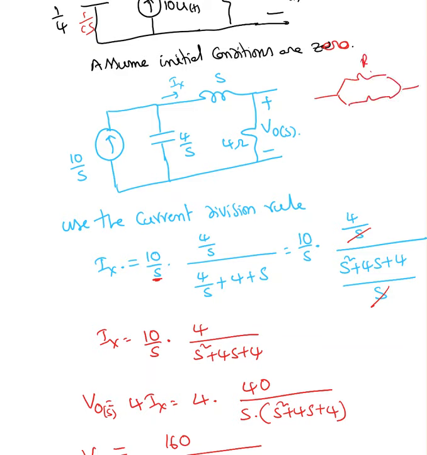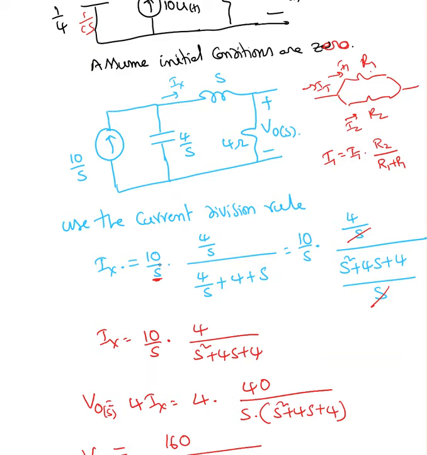So if you have R1 and R2, I1 and I2, as long as I know I total and R1 or R2, I can find I1. I1 equals I total times opposite resistance over total resistance. That's the formula for the current division rule. So I applied the same formula here.